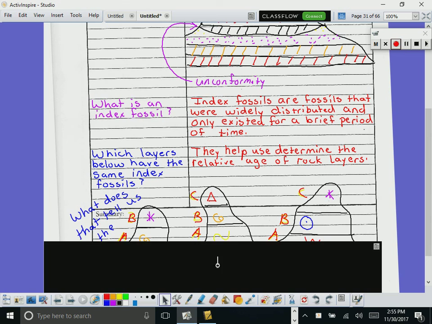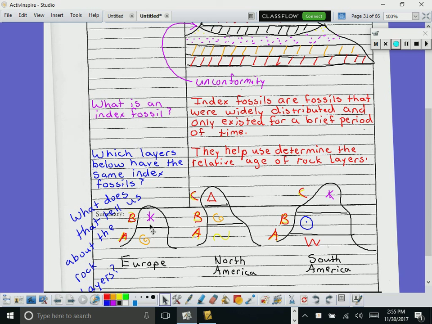So look at these index fossils down here. Now I know these are all just shapes and symbols and stuff like that. But let's say this is a mountain in Europe, this is a mountain in North America, and this is a mountain in South America. If the same index fossils are found in the same mountains, what does that tell you about those rock layers? That's the question I want you to answer. What does that tell us about the rock layers if this star fossil was found in this layer in South America? What does that tell you? Europe's all the way on one side and South America's all the way on the other. What does that tell you?